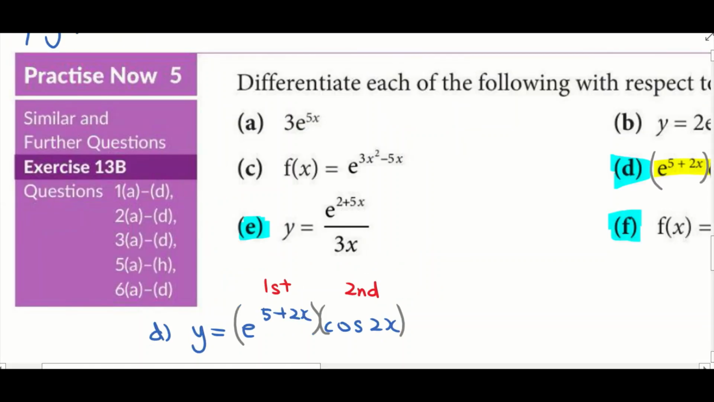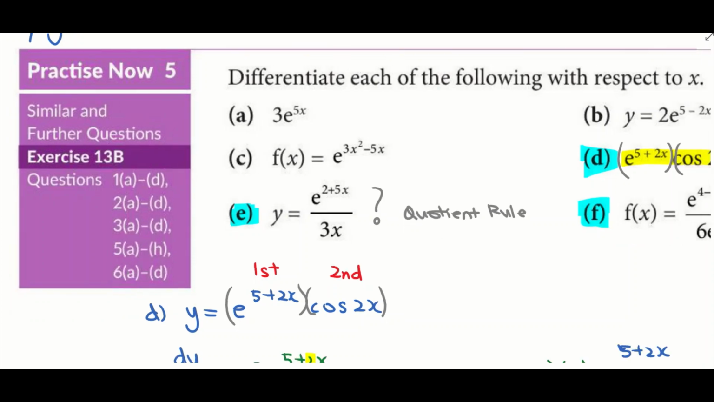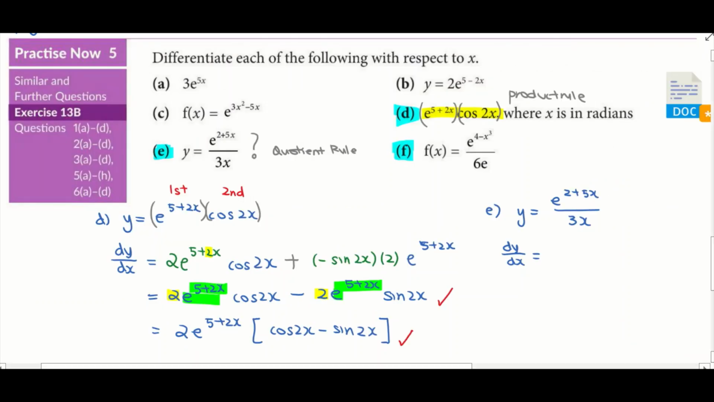Now let's come to E. Can I simplify this further? If I can't simplify, then I will think of a rule to use. Quotient rule. So we're going to use quotient rule for this part E. So differentiate the top first, which will give me the exponential differentiation. Keep the term, and then differentiate the power, put in front. And then I will keep my bottom. Minus. I will differentiate the bottom and keep my top. Over bottom square. So whole thing square.